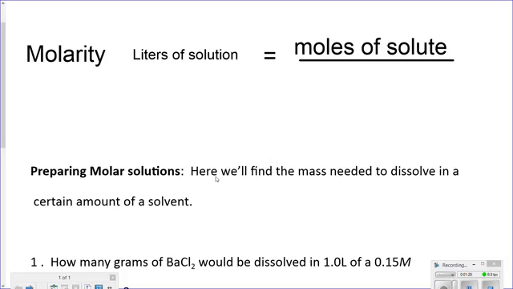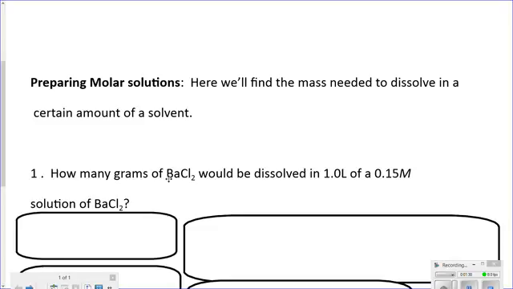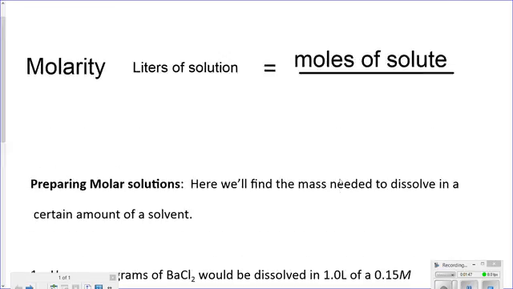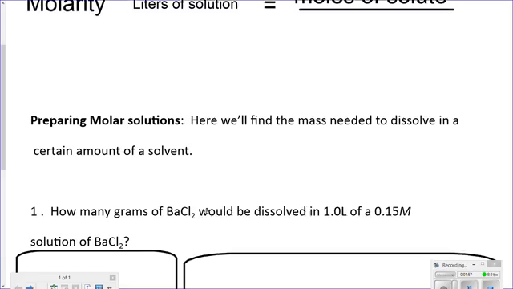Let's look at a sample question. How many grams, looking for mass, how many grams of BaCl2, barium chloride, would be needed to dissolve in 1 liter of 0.15 molarity solution? I am given liters, I am given molarity. So molarity times liters gives me the moles. That's the first thing I'll do.